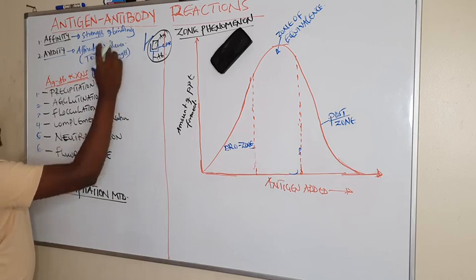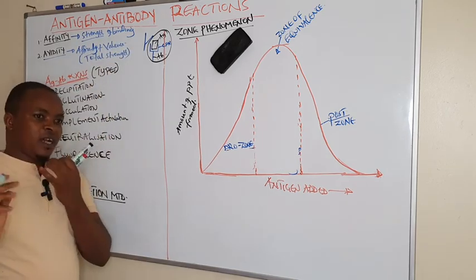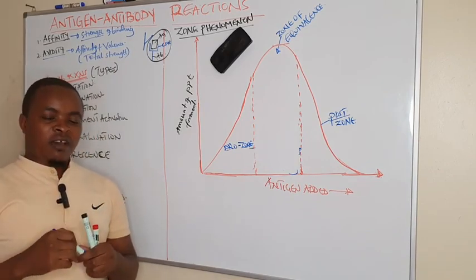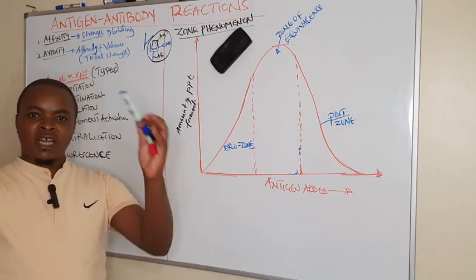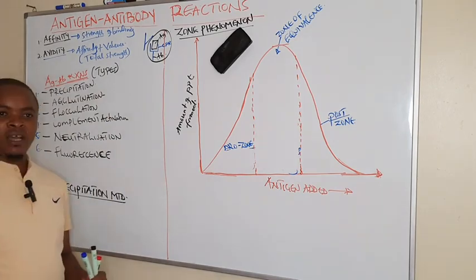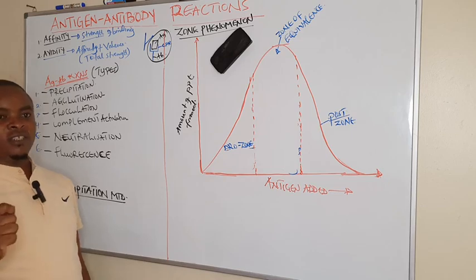If an antigen has more than one epitope, and you add up the affinity for the different epitopes together, you come up with avidity. So you should know the difference between affinity and avidity.